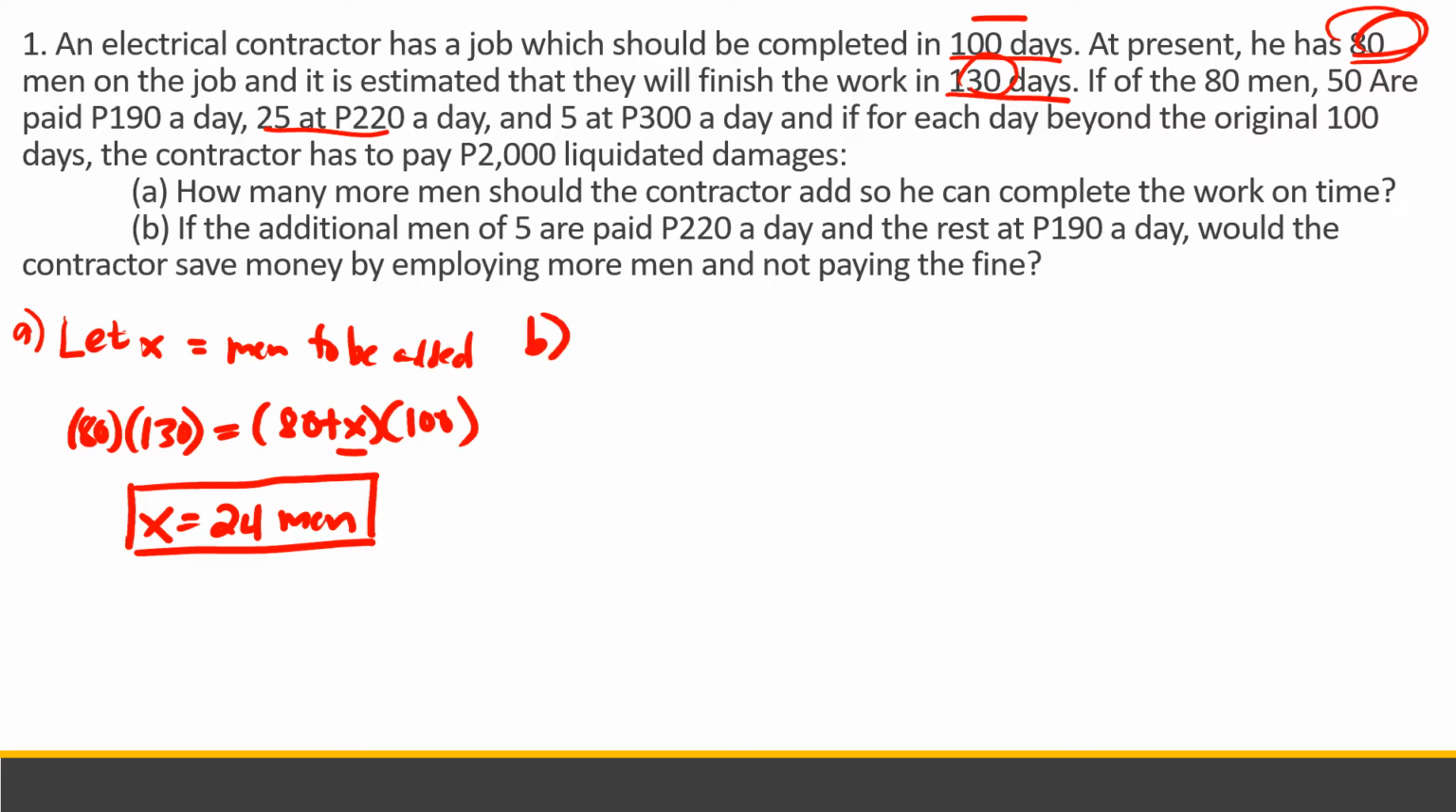Now for part B. If 5 of the 24 men are paid 220 and the rest, which is 19, are paid 190 a day, would the contractor save money by employing more men or paying the fine? So for the wages, let's start with if he will not hire the 24 men but instead pay a fine.